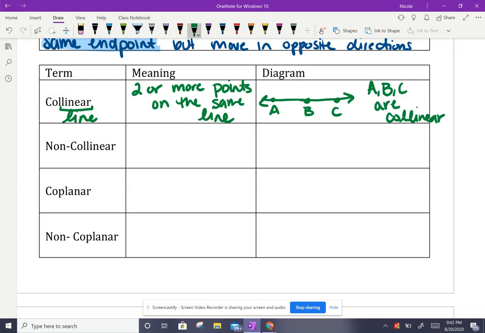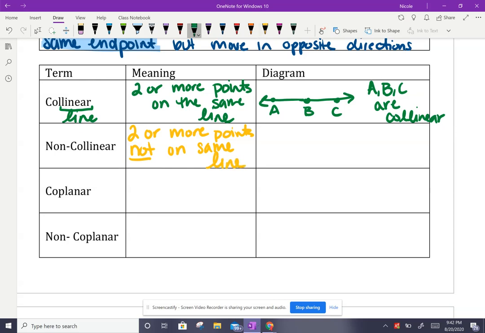But what if they're not collinear? What does that look like? What does that mean? So if they're not collinear, two or more points not on the same line.